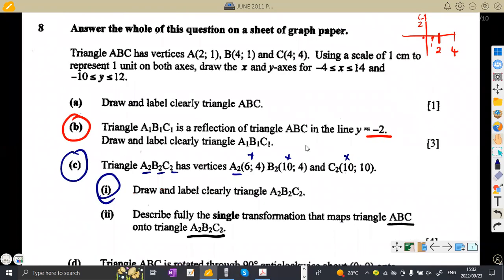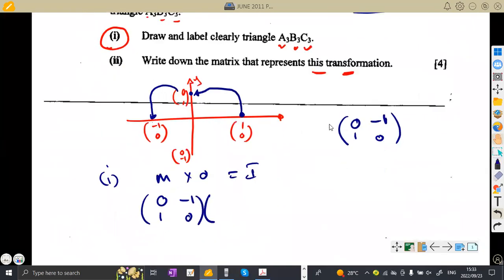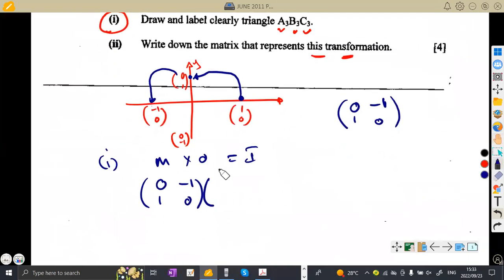A, B, C as they are. Okay, so remember our A was 2, 1. So this is A, B, C. Our A was 2, 1. Our B was 4, 1. Our C was 4, 4. So this is what you're going to have. So row by column, guys, as you know, row by column is that.